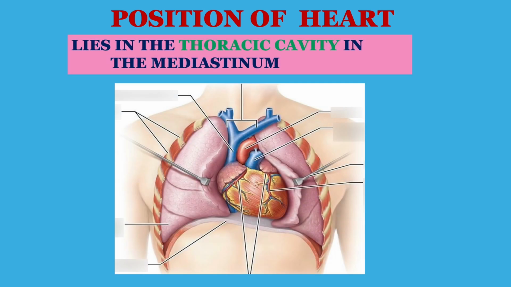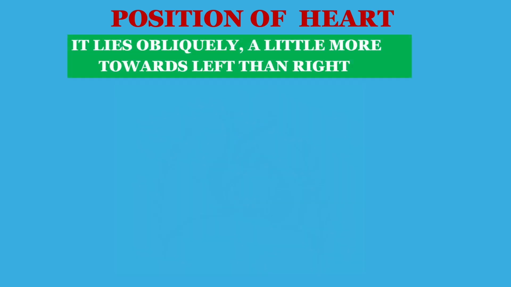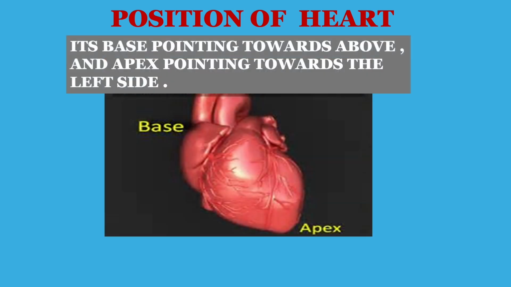Now let us see the position of the heart. It lies in the thoracic cavity in the mediastinum. Now what is the mediastinum, or where is the mediastinum? It is the middle section of the thoracic cavity between your left and right pleural cavities. The heart lies obliquely, a little more towards the left than the right. Now comes the base and the apex of the heart. As you can see, the base is pointing upwards, and the apex, that is the lower part of the heart, is pointing towards the left side.